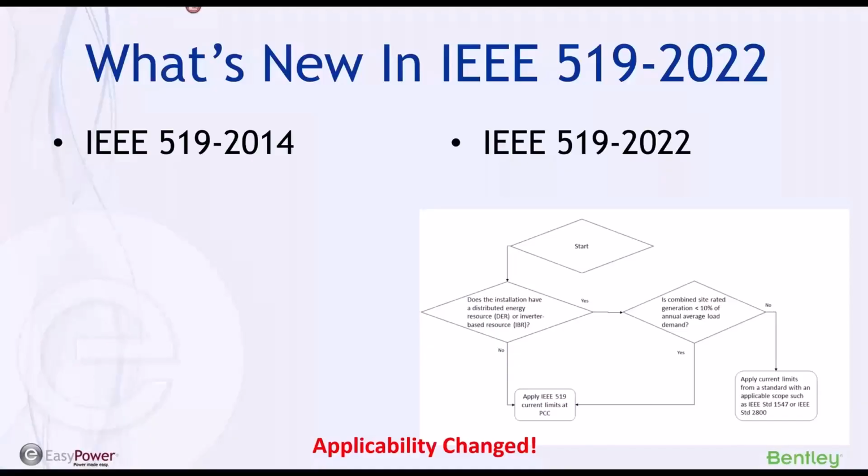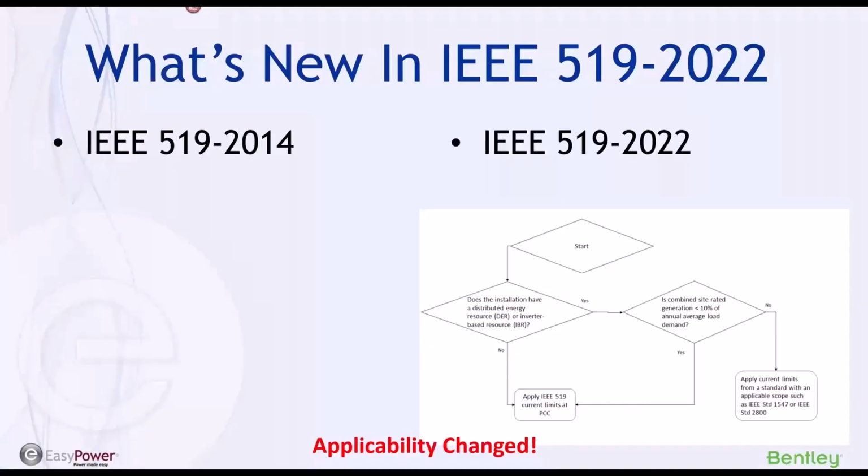So we have to ask a question before we get started: is the IEEE 519 current limit still applicable across the board, or should I select some other standard, such as IEEE 1547, which applies to the DER, and also IEEE standard 2800, which applies to inverter-based resources, usually utility scale? It depends on the penetration level of the renewable generation, especially inverter-based resource generation. Sometimes the IEEE 519 may no longer be applicable. The IEEE 519 would mainly apply to the load side, instead of the generation side.